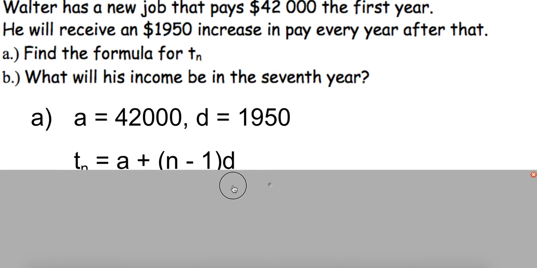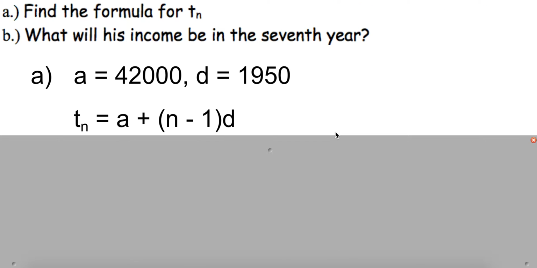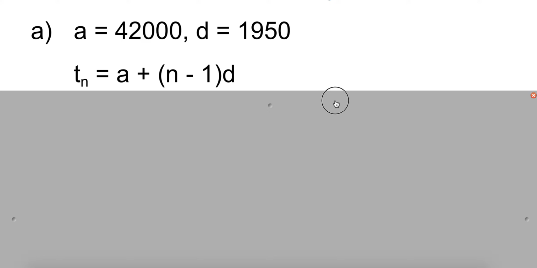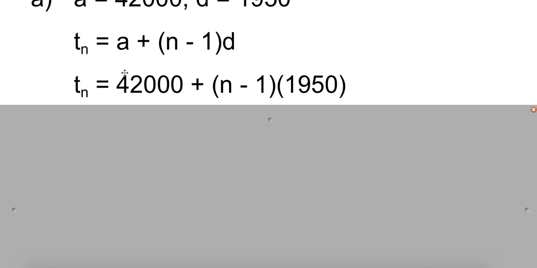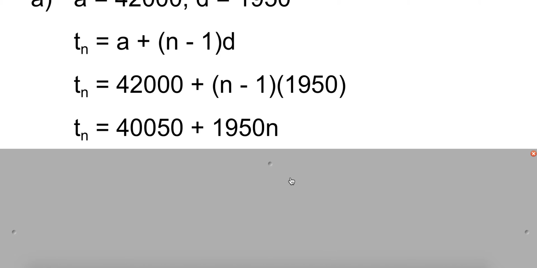I'm going to plug that into my arithmetic term formula. I'm going to find the general term. I've done it in a whole bunch of steps here, so we used A plus N minus 1 D, subbed in A and D, rearranged, and got my answer. So we've got 40,050 plus 1950N, and that will give us our values. The first year, we're going to have 42,000 in the second year, and so on.